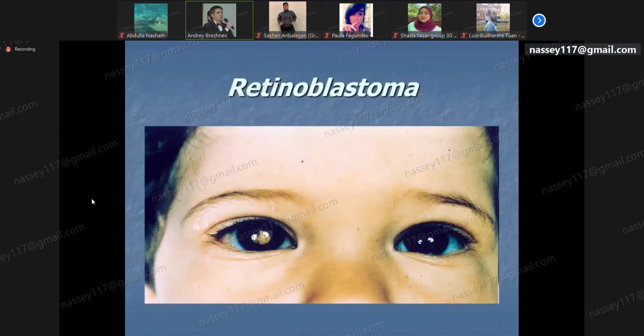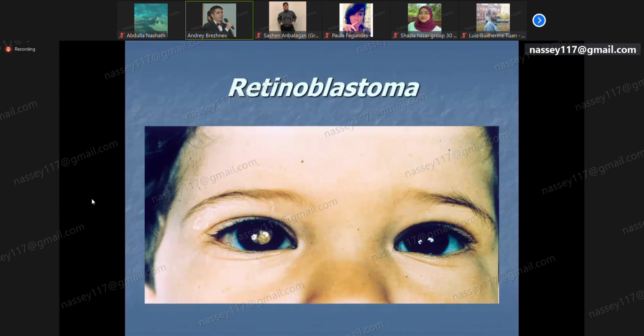Clinical features. As with several other tumors, retinoblastoma may be divided into 4 stages. The first stage is usually recognized at birth or between the first and second year. Symptoms: yellowish white pupillary reflex. Here you see it. Normally the area of the pupil looks black. Here you see it's whitish, yellowish.